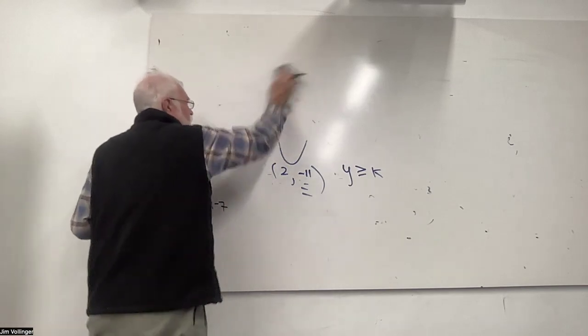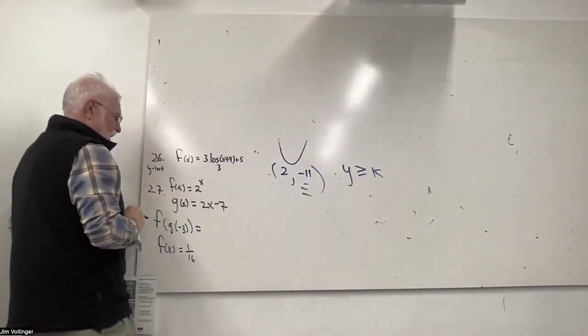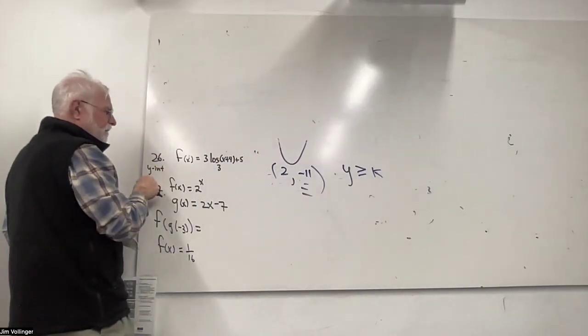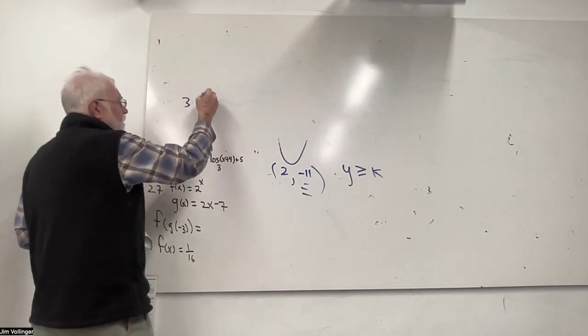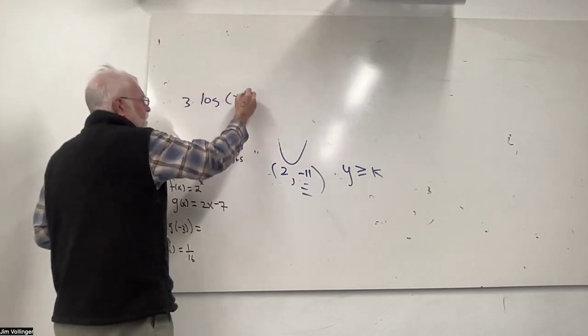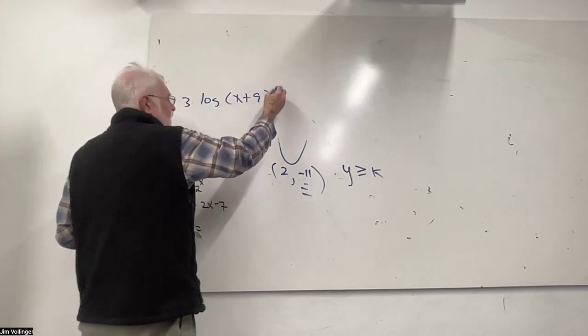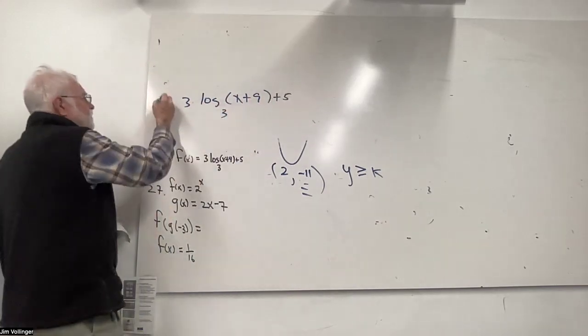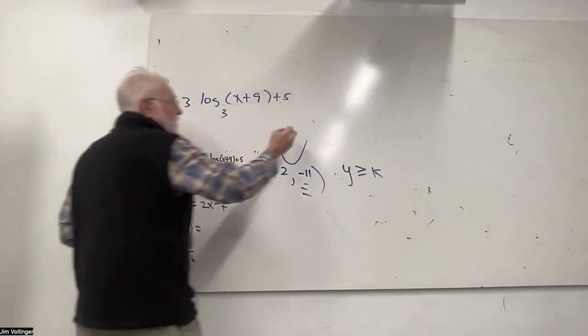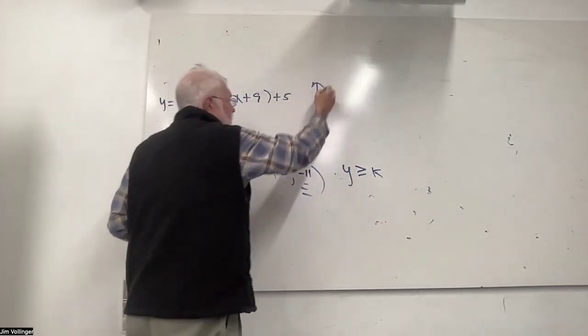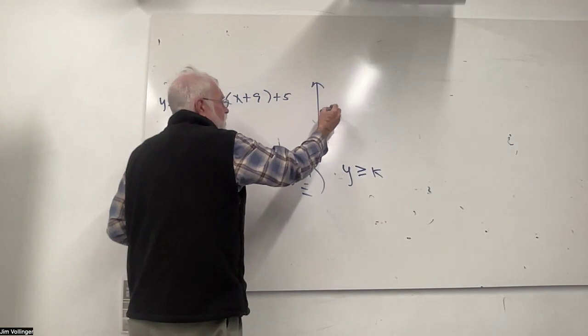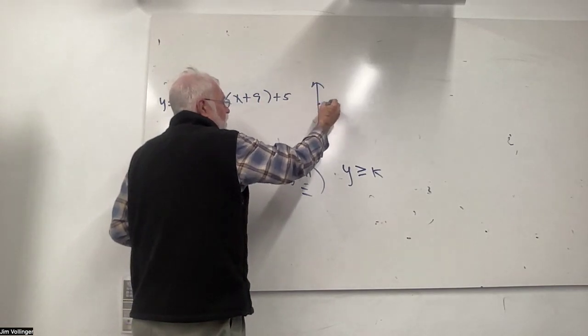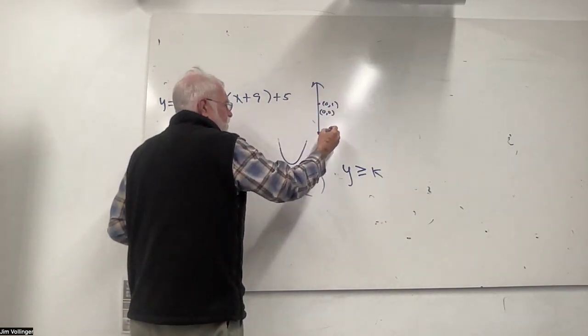With acceleration, too. All right, f of x is 3 log base 3 of (x plus 9) plus 5, and I want the y-intercept. Well, here's the y-axis. Here's 0, 0. Here's friendly number 0, 1. Here's friendly number 0, negative 7.